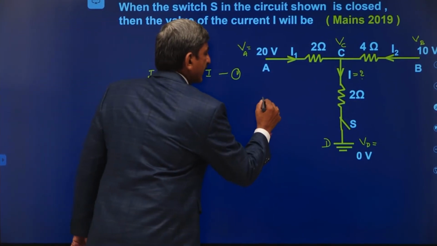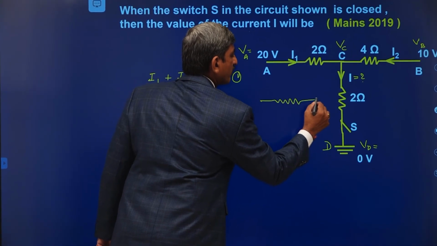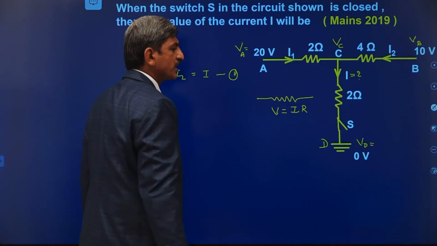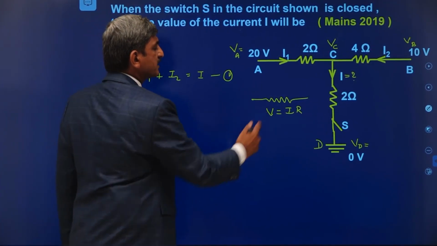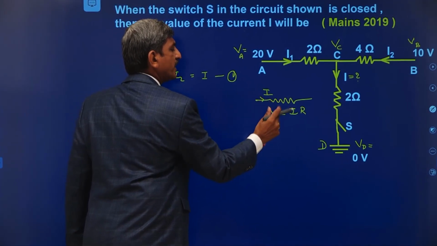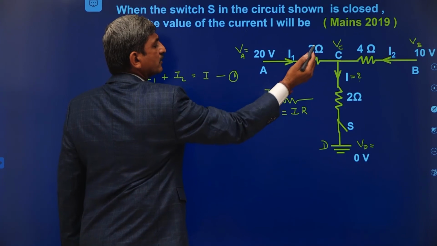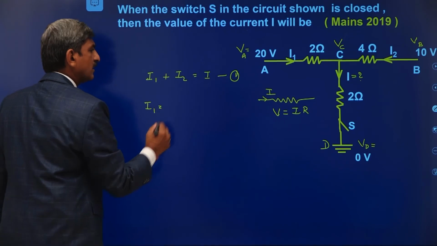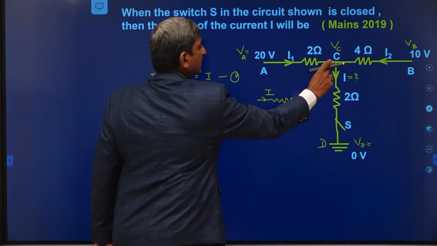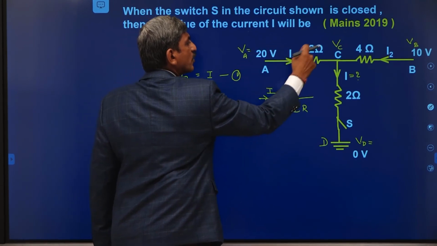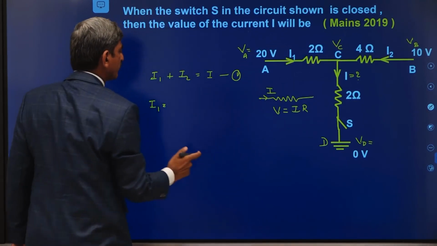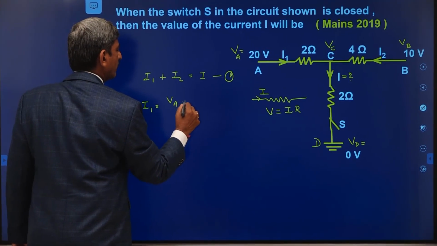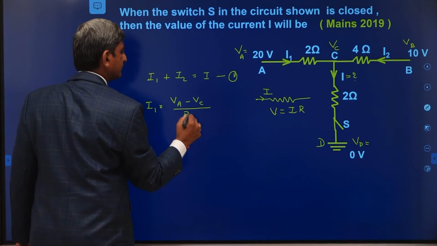We know that the current passing through a resistor can be determined by using Ohm's law, V is equal to IR. V is the potential difference, I is the current and R is the resistance. Using this formula, I am going to calculate I1 value, I2 value and I value separately. For that, what is I1? Current is flowing from A to C, that means potential at point A is more than the potential at point C. That's why by using this formula we can write I1 is equal to potential difference by resistance, that is VA minus VC divided by R.